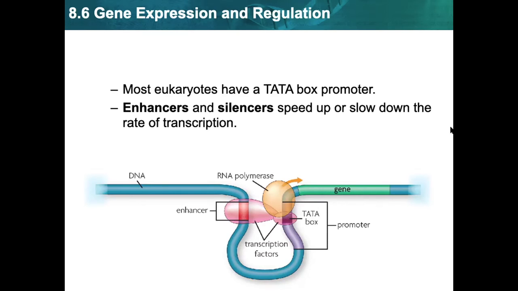And then there are silencers too, which just do the opposite. They interfere with the RNA polymerase. They block it. So a silencer would be over on this side. It would block the gene from being expressed. And so if there are certain genes you don't want to express, then you have a silencer blocking the gene. So that's one way to control gene expression.